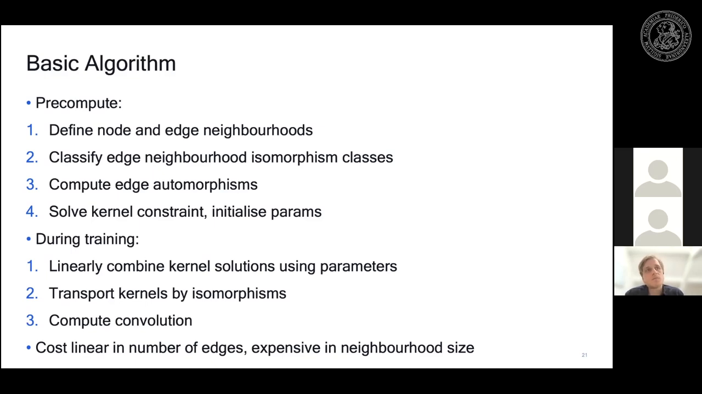So the training step is linear in the number of edges, but computing these edge automorphisms and finding the isomorphism classes becomes very expensive when the edge neighborhoods are very large. So this is a scalable strategy when the edge neighborhoods are relatively small. But for example, if a graph is fully connected, these edge neighborhoods are very large, and these computations are very expensive. So the scalability of this method depends on the graph, but we found it to scale well to larger graphs in practice.